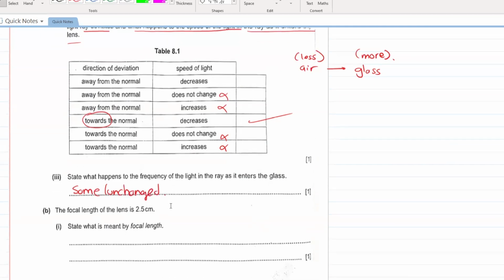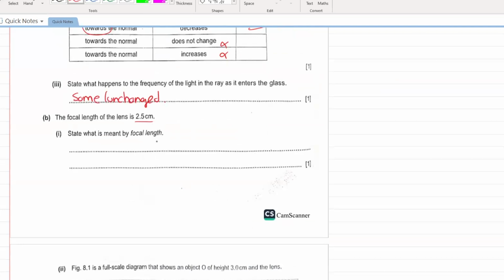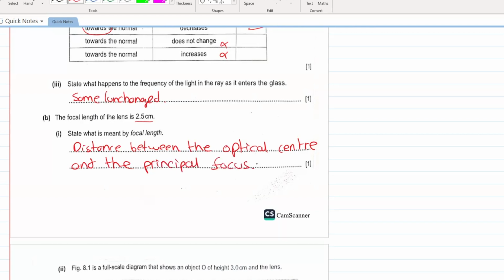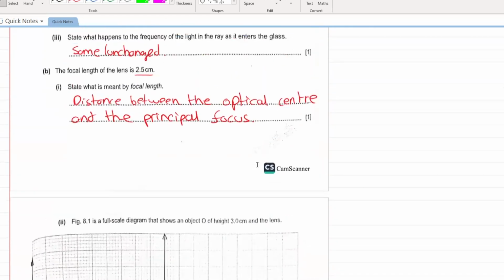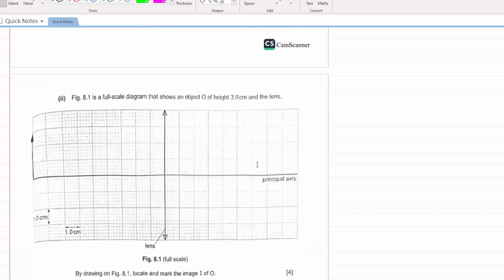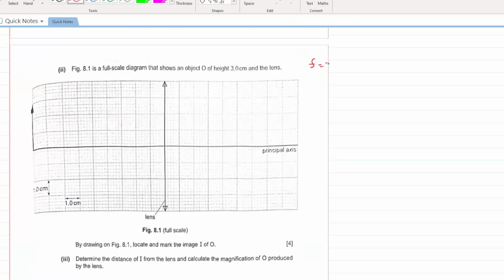The focal length of the lens is 2.5 centimeter. What is meant by focal length? The distance between the optical center and the principal focus is known as your focal length. Let's further move ahead. The focal length is 2.5. Let's write it here just in case we might need it in this diagram.